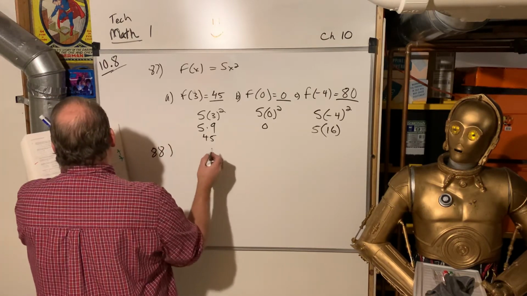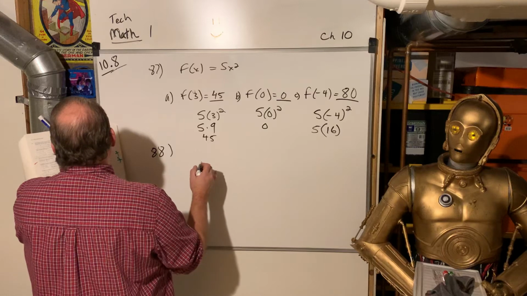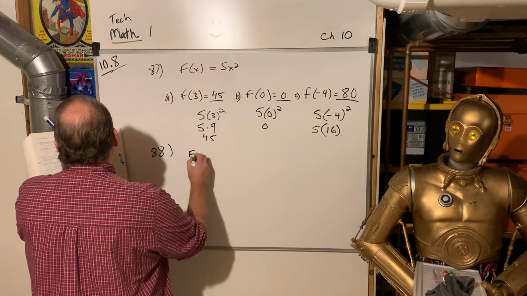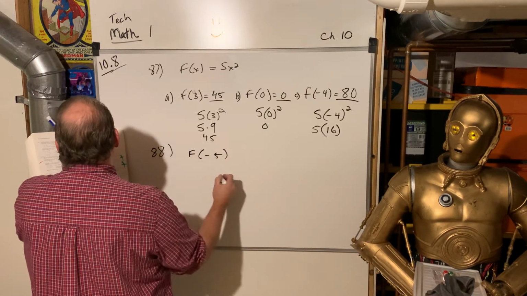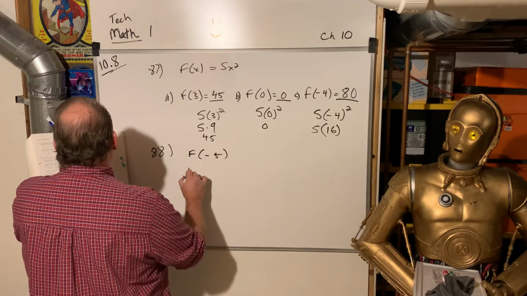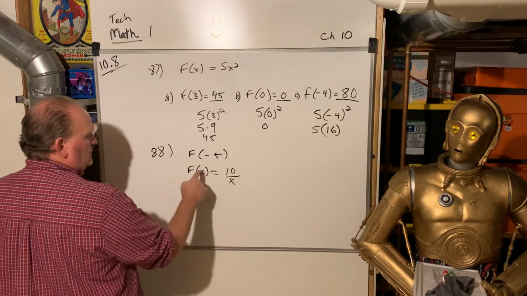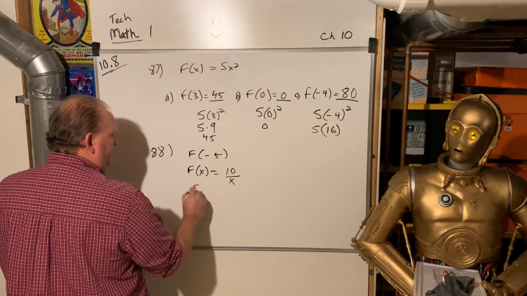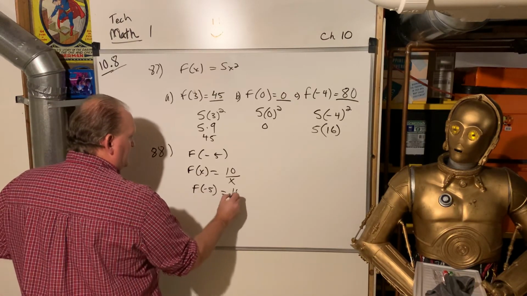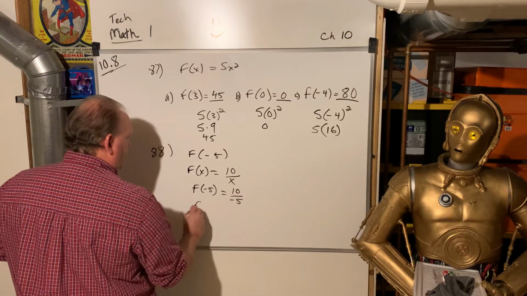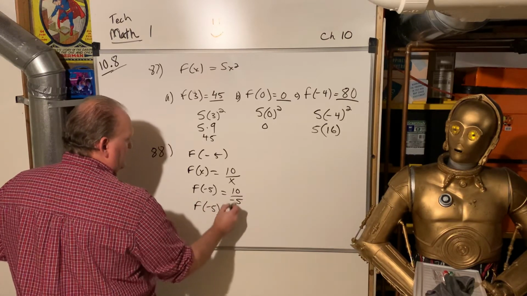What if it's a little harder of a function? Here they said, hey, find f of -5 for this function, f of x equals 10 over x. So then we're going to put in a negative 5. So f of negative 5 is equal to 10 over negative 5, which is negative 2.